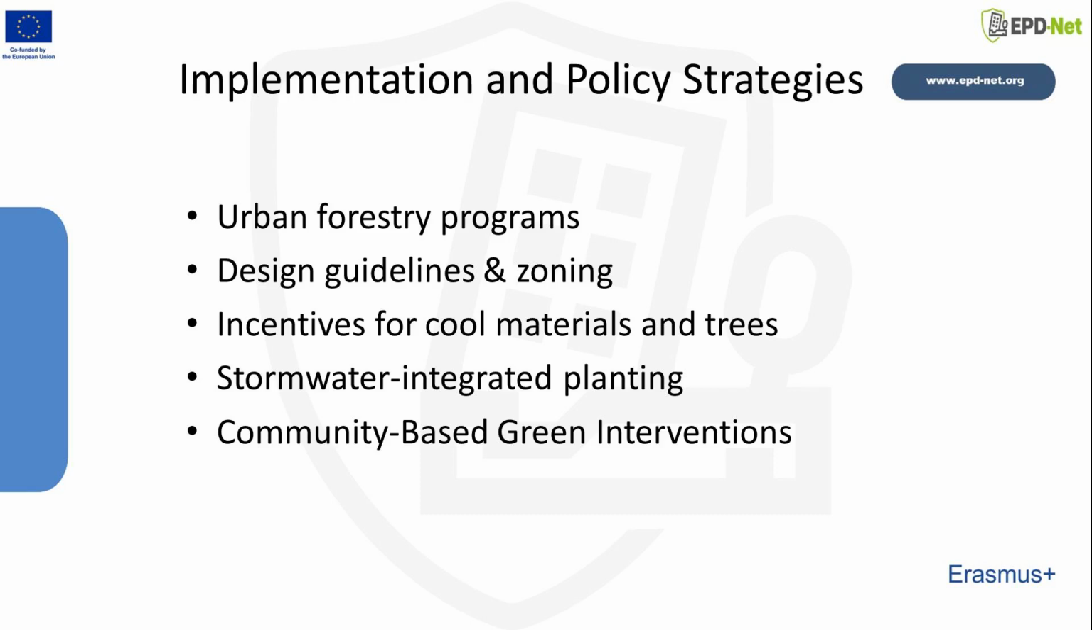When we talk about effective urban cooling, the strategies themselves are only half the story. Successful implementation depends on strong policy frameworks. Cities need long-term support systems such as urban forestry programs that ensure consistent planting, maintenance, and canopy expansion over time. Design guidelines and zoning regulations can require developers to integrate shade trees, permeable surfaces, and climate-responsive planting into new projects. Incentive programs, like rebates for cool roofing materials or funding for street trees, help accelerate adoption across private properties as well.